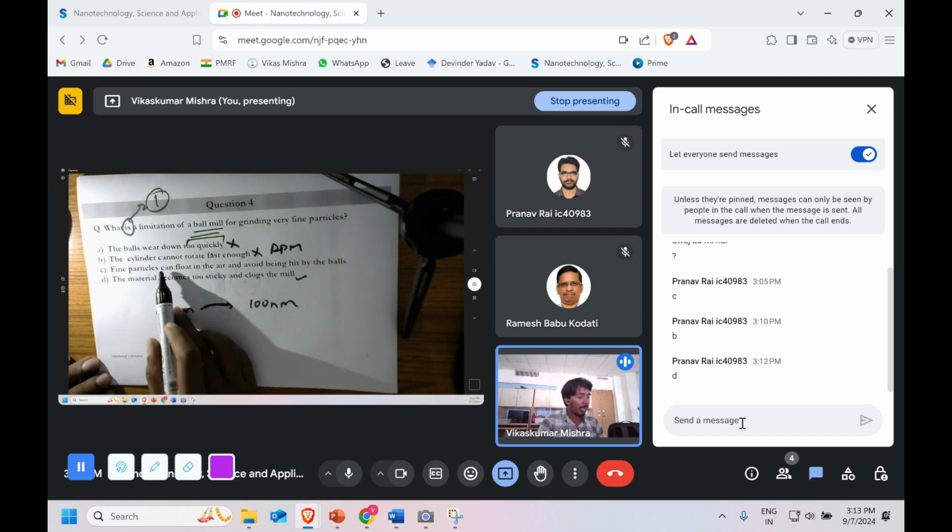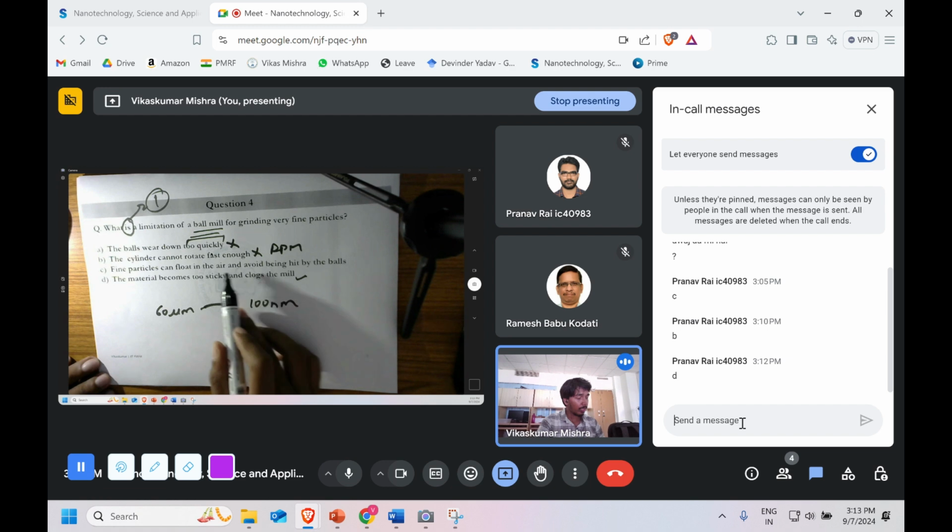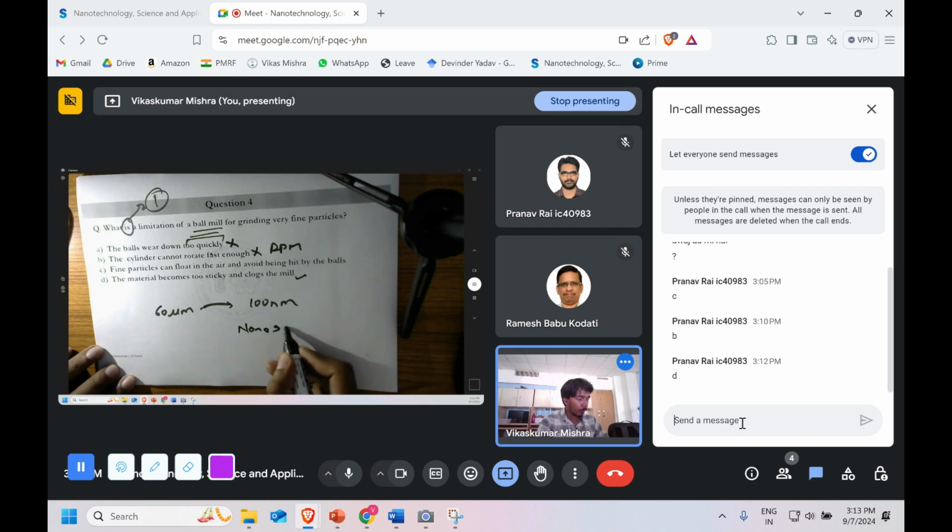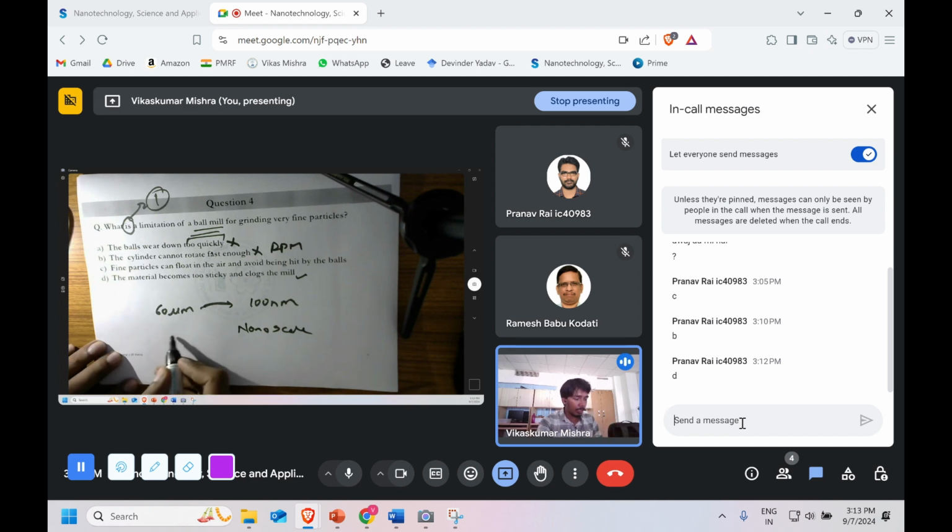Third option, fine particles can float in the air and avoid being hit by the balls. So now this is the one. We know that when the particles go to the nanoscale, the effect of gravity is not that much once we keep on reducing the particle size. So now what is happening? They are staying in the container entirely. So our container was initially like this, let us say, and powder is coming from here, and let us say this is a ball. It climbs all the way from here to here.